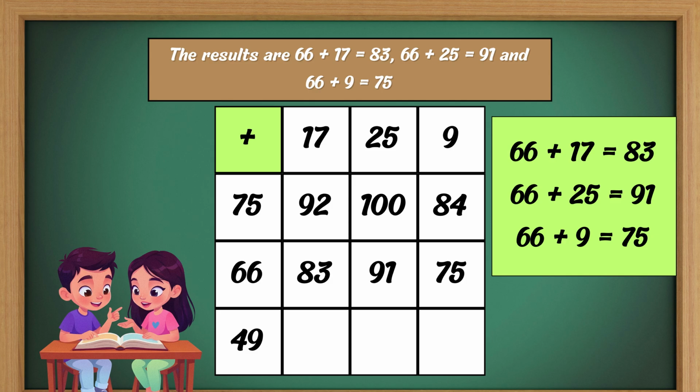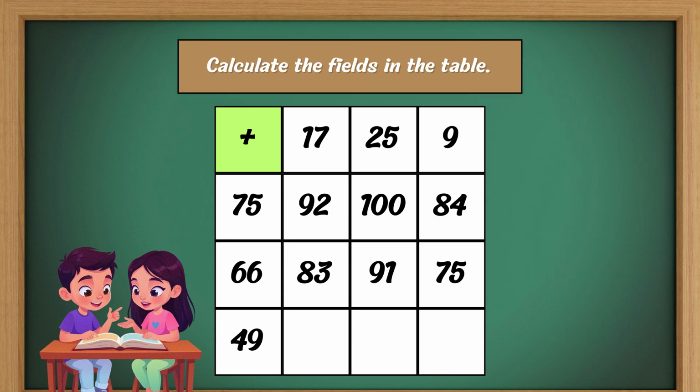The results are 66 plus 17 equals 83, 66 plus 25 equals 91 and 66 plus 9 equals 75. Calculate the fields in the table.